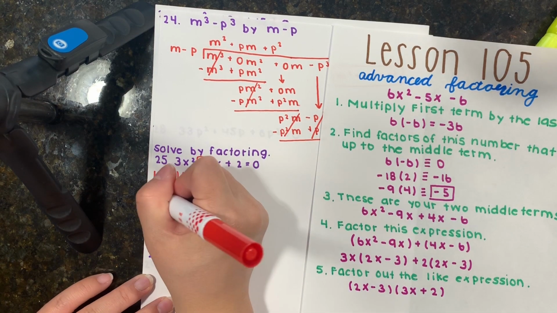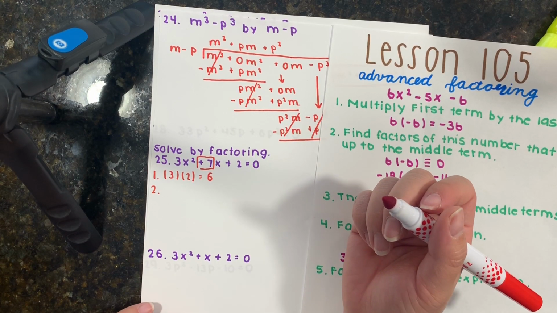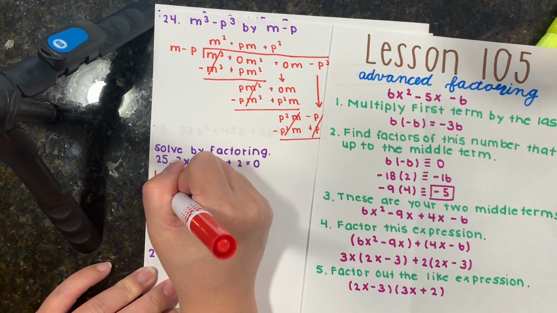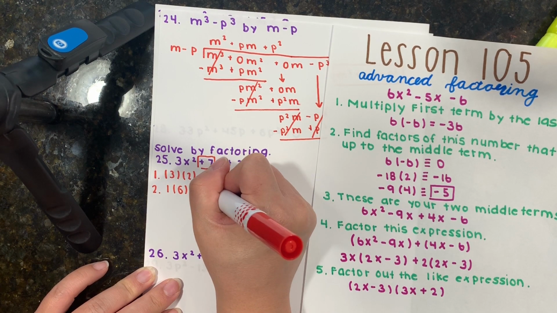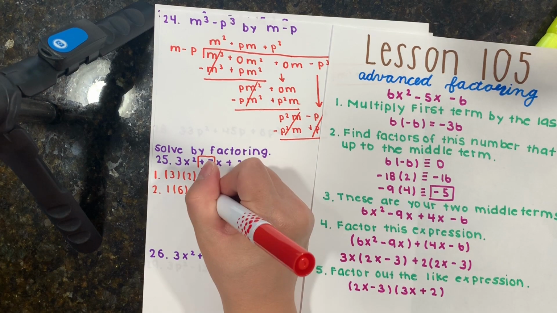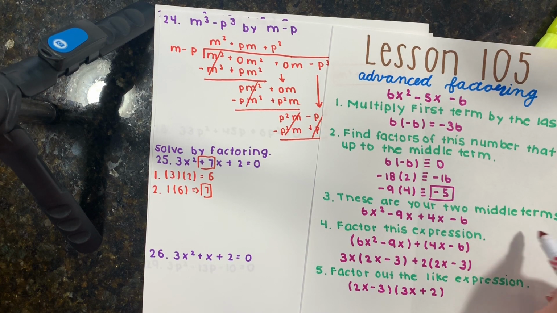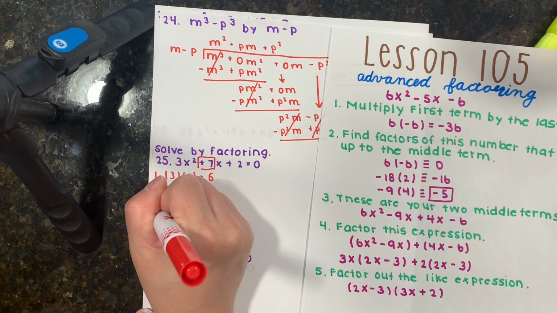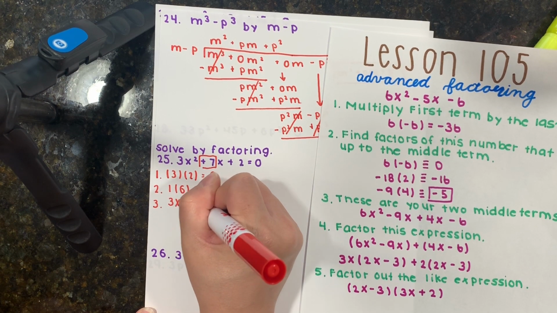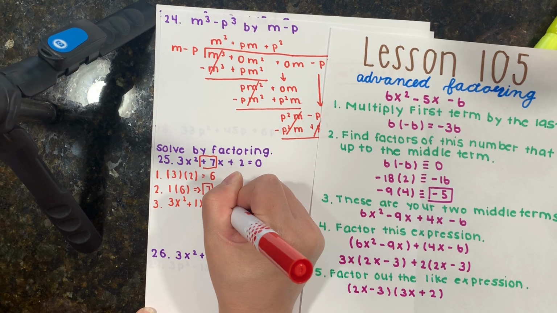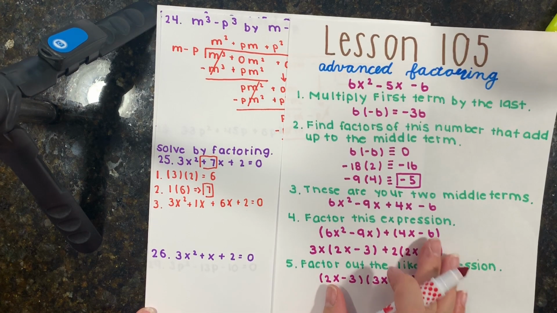7. So for number 2, well, I'd have 2 times 3, but that would add up to 5, so that doesn't work. The only other one I would have would be 1 times 6, which would add up to 7. So the 1 and the 6 is what's going to replace my middle term. So these are your 2 middle terms. So for step 3, it would be 3x squared. Instead of 7x, it's going to be plus 1x, and then plus 6x plus 2 equals 0. So that becomes your middle terms.